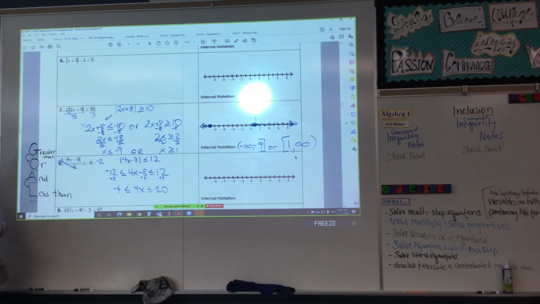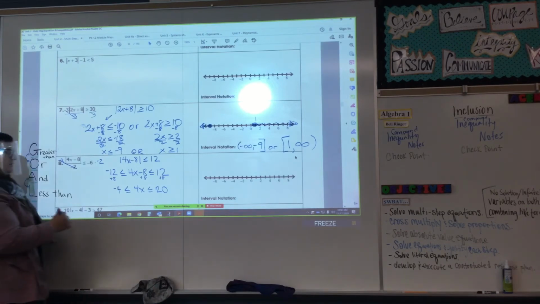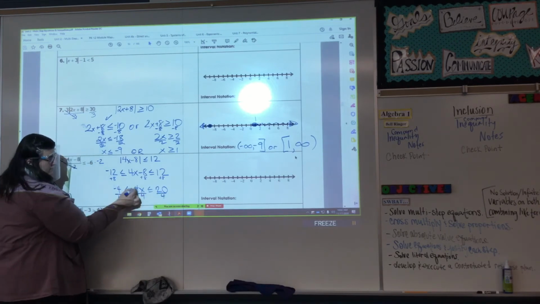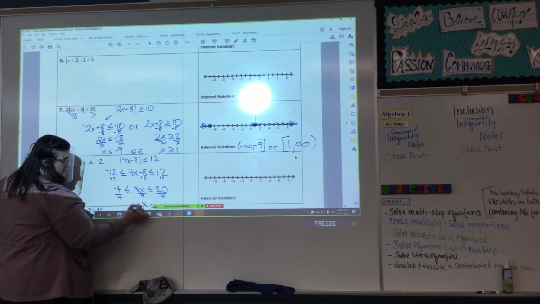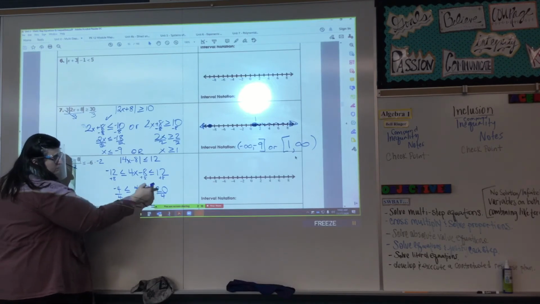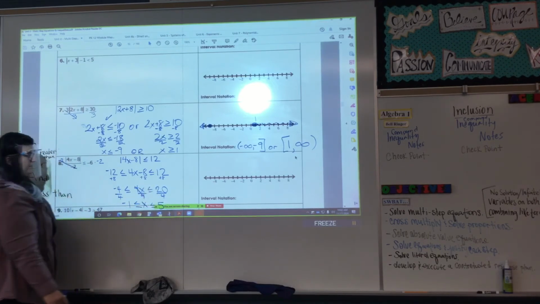One more step, x is being multiplied by 4. To undo that, I need to divide by 4. X is by itself. -4 divided by 4 is -1. 20 divided by 4 is 5.